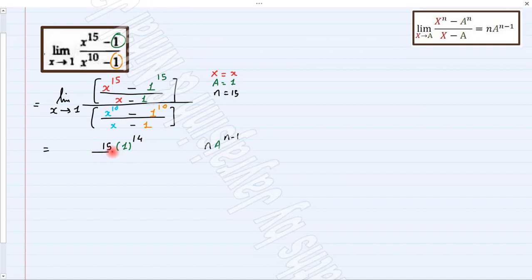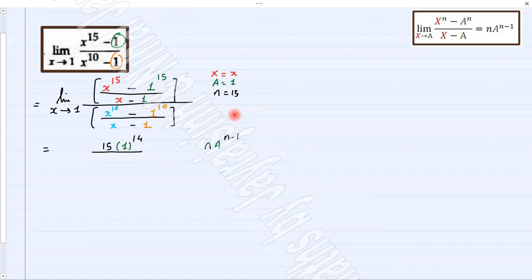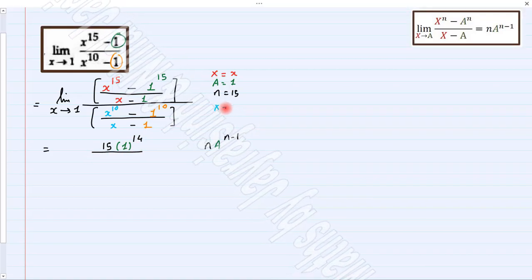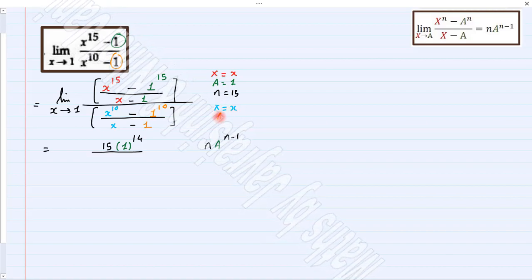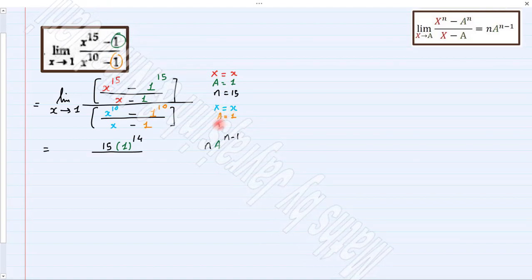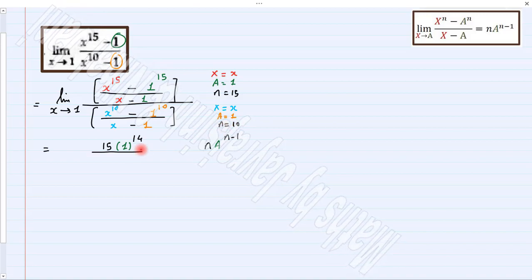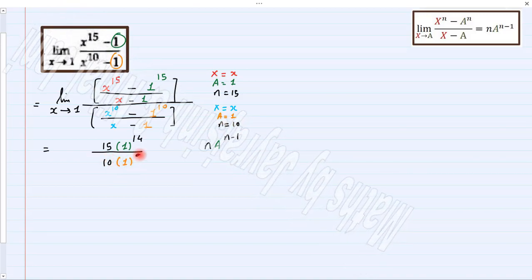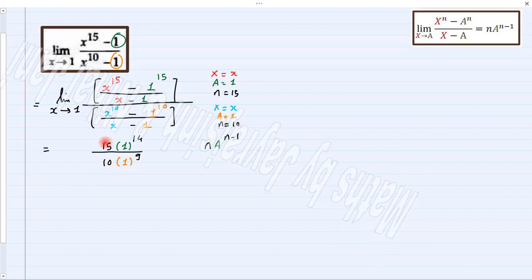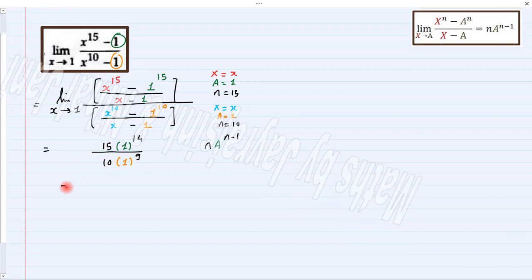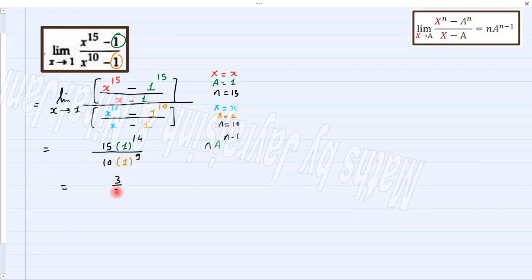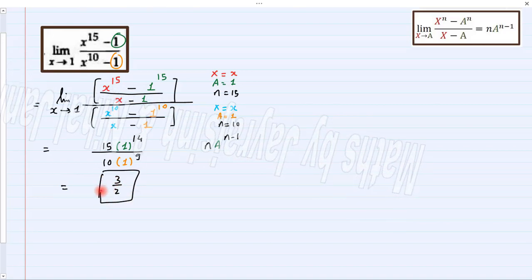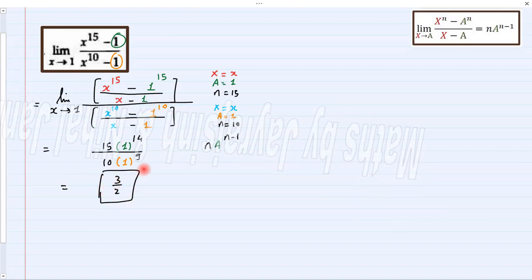upon, in denominator, your capital X is x, capital A is 1, and n is 10. So it will give us 10 into 1 raised to 10 minus 1, which is 9. So here we'll get 15 by 10, or we can say 3 by 2 is your final answer. Ta-da!